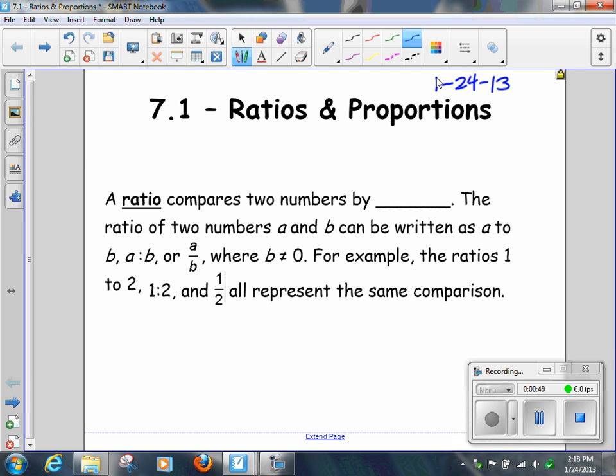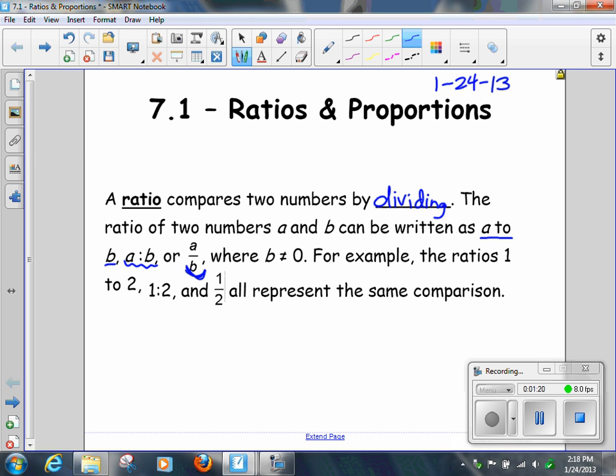Ratios and proportions. Here we go. A ratio compares two numbers by dividing. The ratio of two numbers, A and B, can be written as A to B, like it can literally be written out, A to B, A colon B, or the fraction A over B, okay, where B can't equal 0.